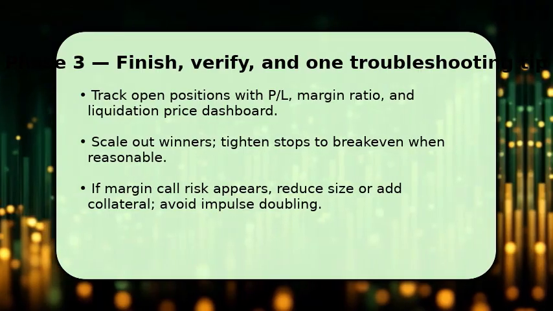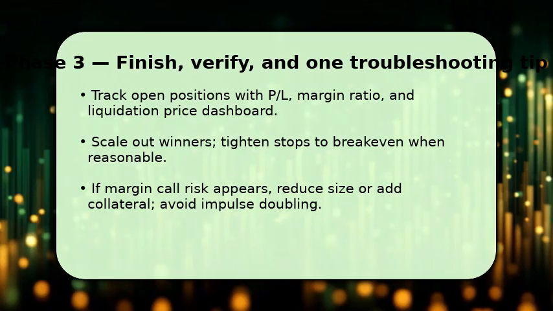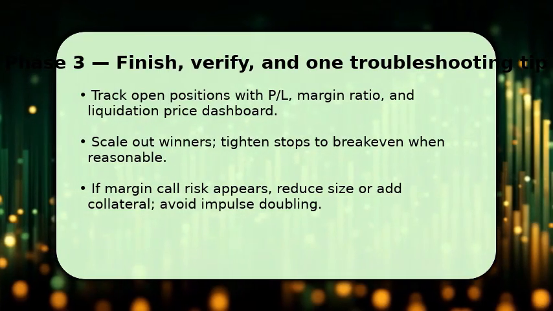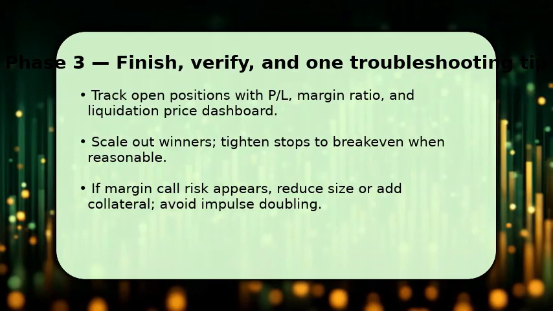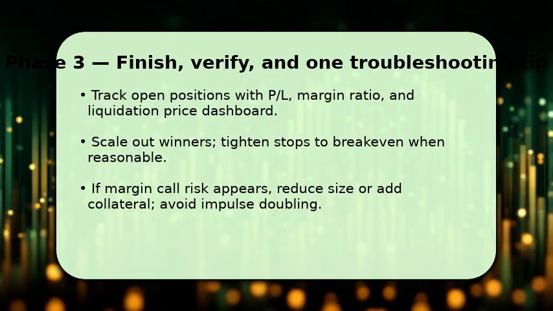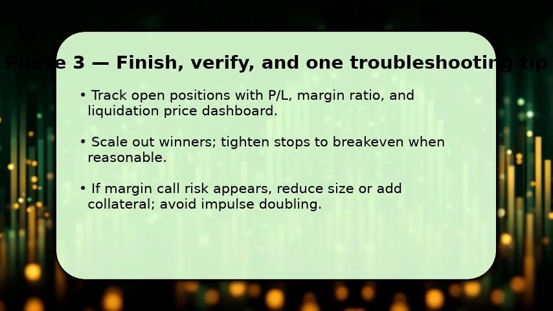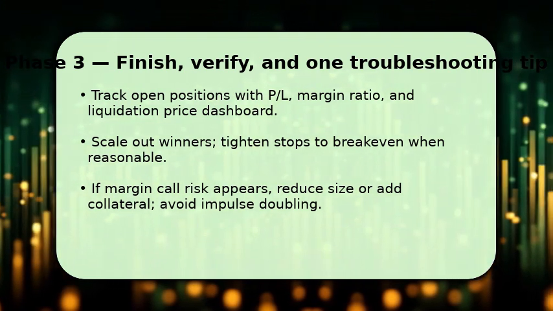If a trade moves in your favor, scale out partial size and tighten stops toward break-even to lock gains. This converts winners into capital preservation. If margin call risk appears, act calmly, reduce position size, or add collateral rather than impulse doubling. Finally, if orders fail to fill or slippage spikes, pause trading and reassess execution rules before resuming.